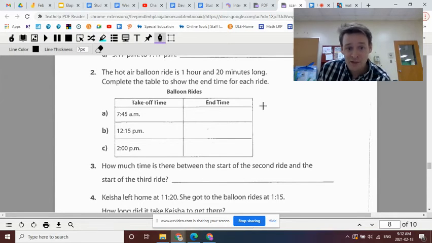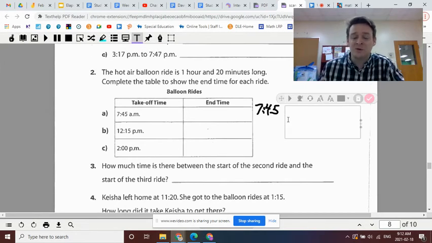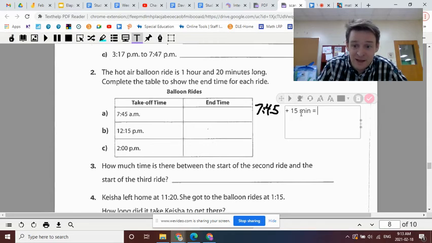So I'm going to, again, model how I would add this time on. Starting at 7:45, I'm going to use my text box again because I really liked that. If I add 20 minutes to 7:45, if I'm going around the clock, 5 minutes would be 50, then 55, 7:55. Then 8 o'clock would be 15 minutes. So 7:45 plus 15 minutes is going to get me to 8 o'clock.